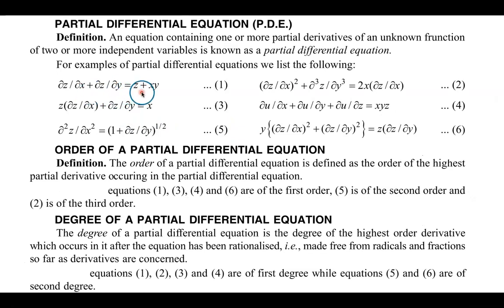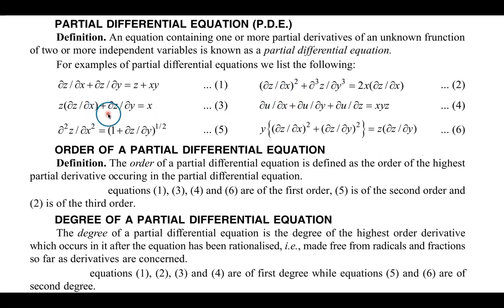In equation 1, only dou z by dou x and dou z by dou y occur here, and they are of first degree. So this equation is linear. But in equation 2, the degree of this derivative dou z by dou x is 2. So this is not linear.